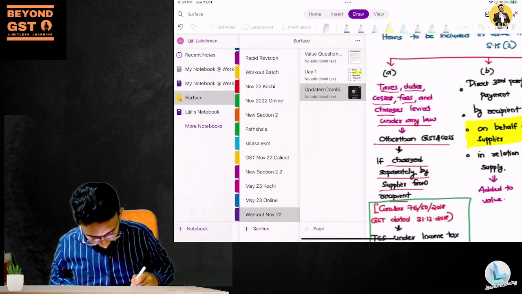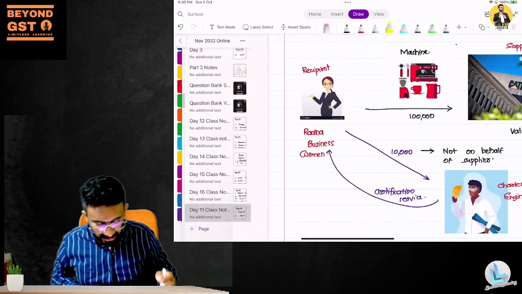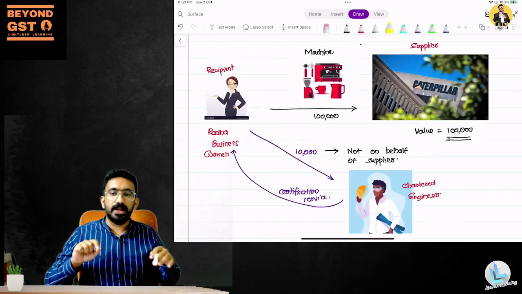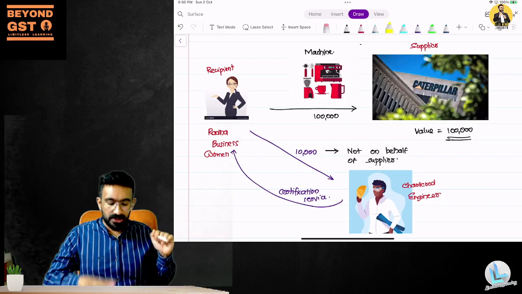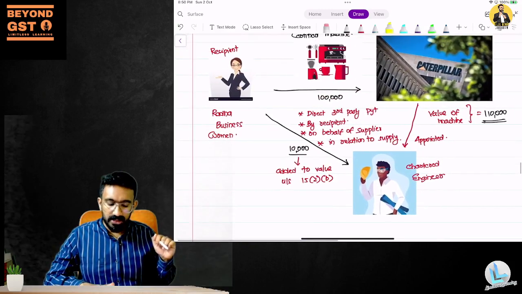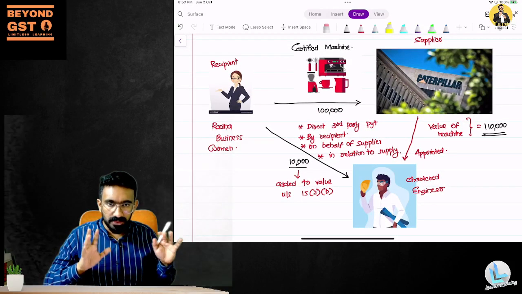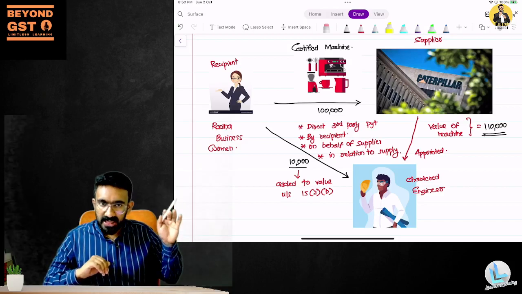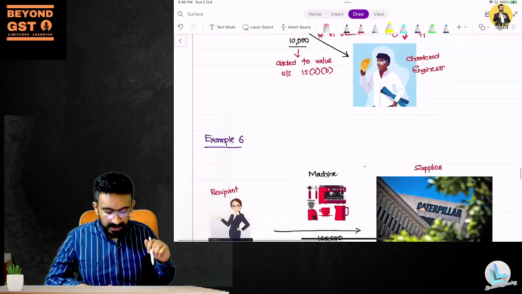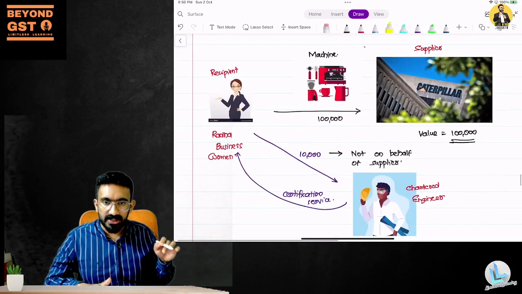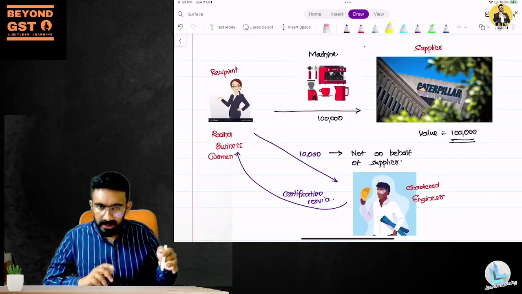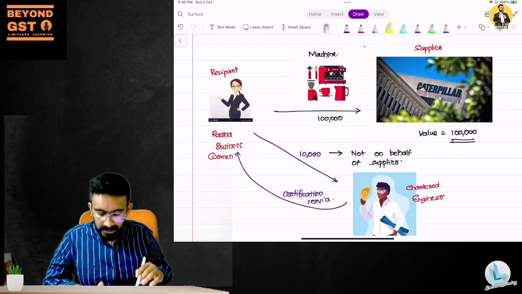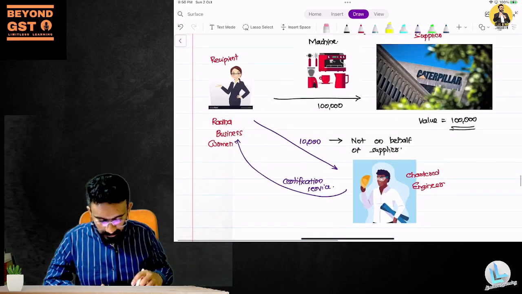So how do you check whether it is on behalf or not? You check if the payment is not made, whom this chartered engineer will catch. In the first example, where Caterpillar says will supply you certified machines, the chartered engineer will catch Caterpillar. But in the second example, the chartered engineer will catch Radha. So thereby, understand it's not on behalf of Caterpillar the payment is being made. Okay.